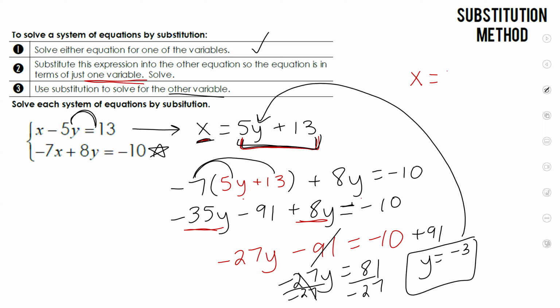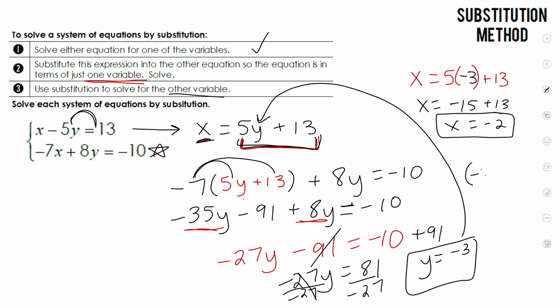x is 5 times y plus 13. We just said that y is negative 3, so I'm going to plug in a negative 3. So this will become negative 15 plus 13. So that means x is negative 2. So guys, that is my solution. The x value is negative 2 and the y value is negative 3. This is where the two lines would intersect. Okay, let's go ahead and move on to this one.